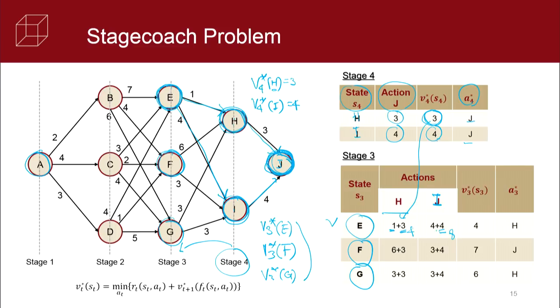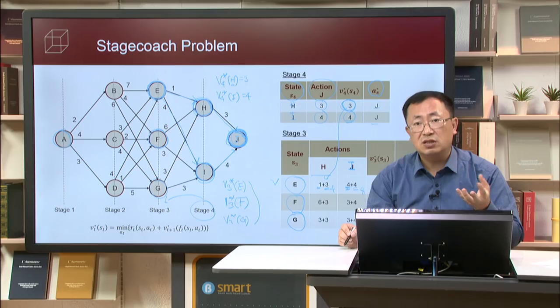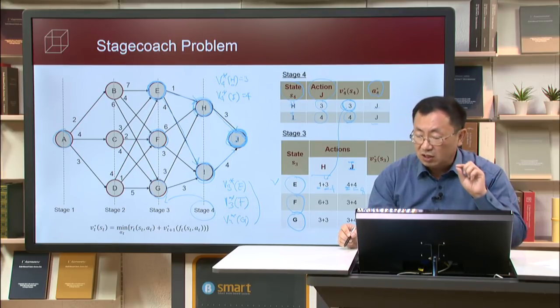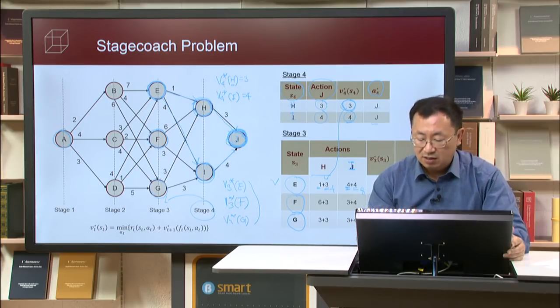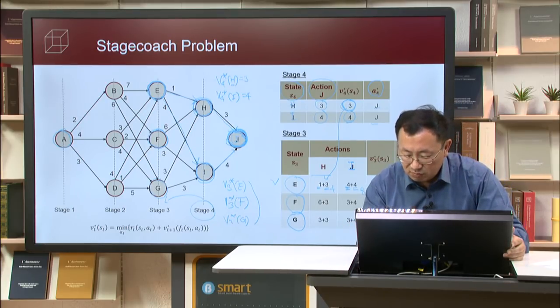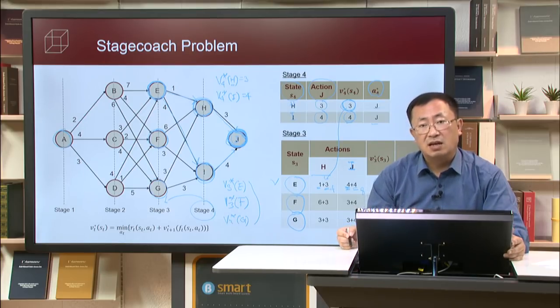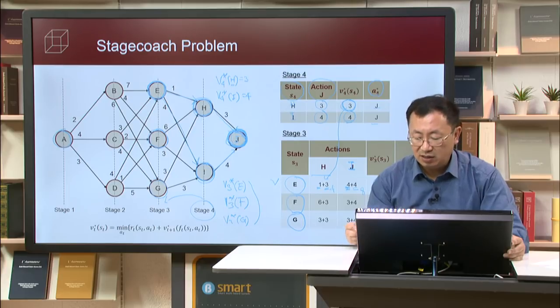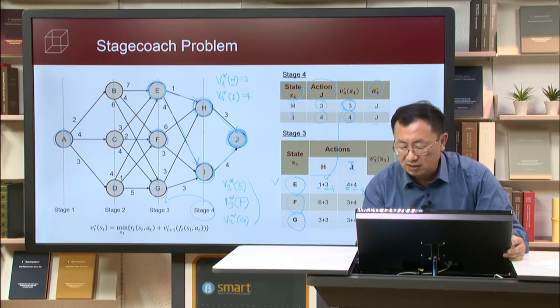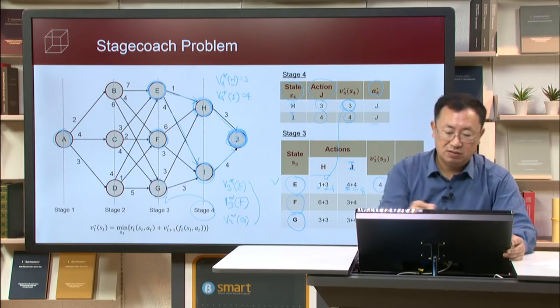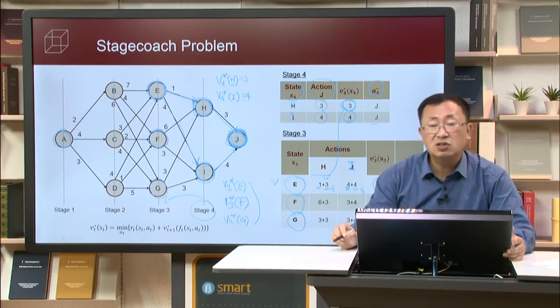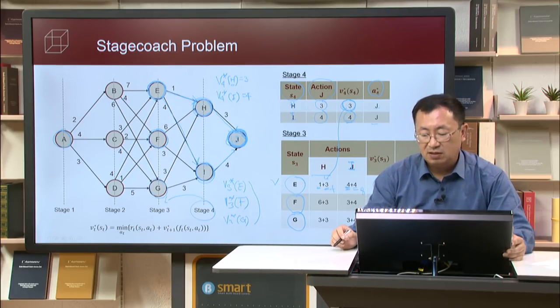And you'd like to choose the shortest path, and you need to choose either H or I as an action. So you'd like to identify the shorter one. That means 4 must be the length of the shortest path from E to J. And the action you choose is H. You decide to go to H.